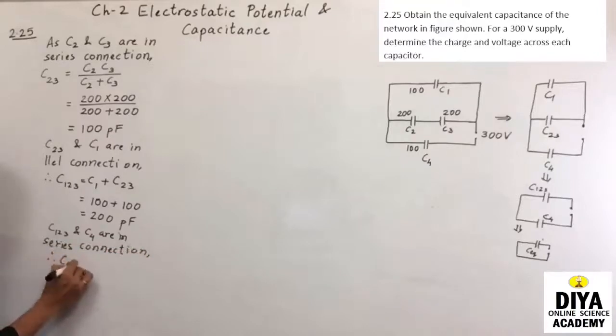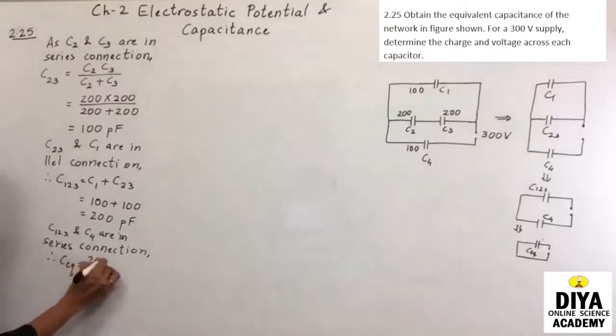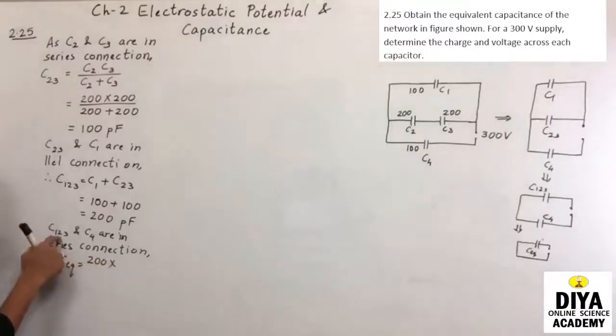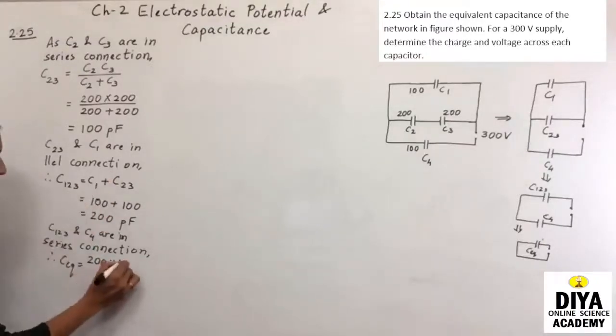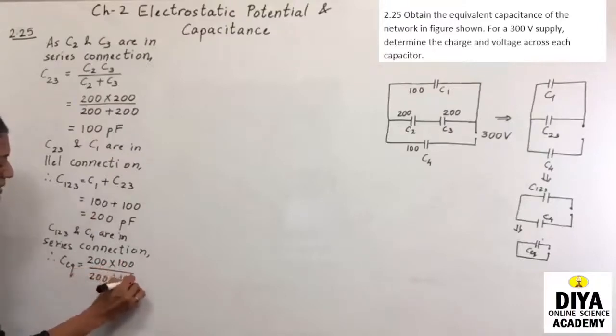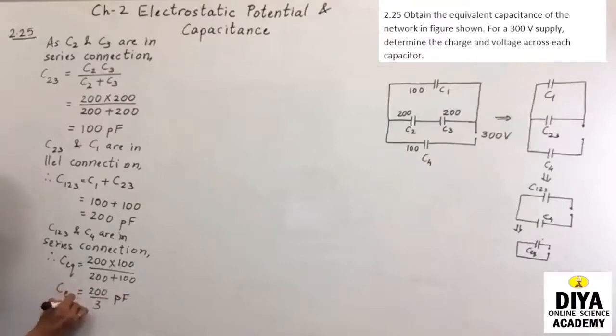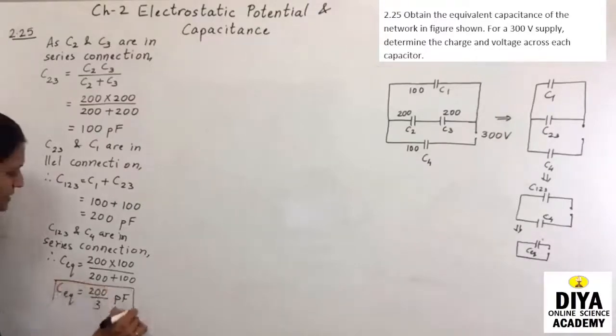Therefore, that will give us the final equivalent capacitance. So I won't write C1234. That is directly C equivalent. For series connection, it will be C123 into 100 by 200 plus 100, that is, 200 into 100 by 200 plus 100. So that will be 200 by 3 picofarad. So this is the equivalent capacitance. One answer we have obtained.